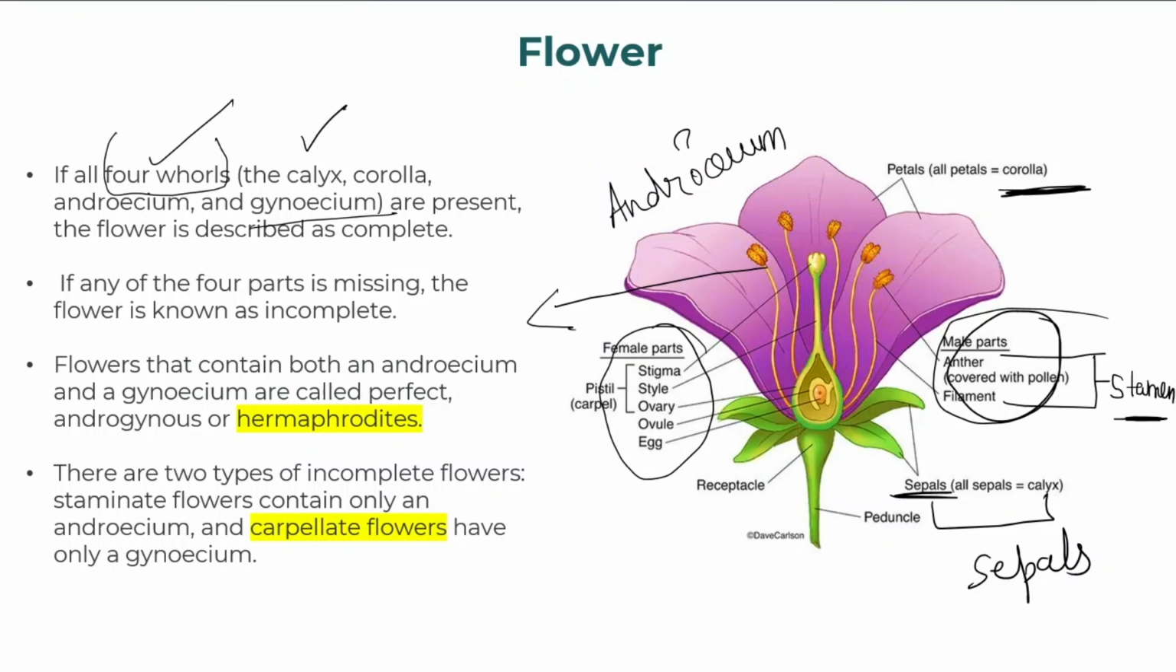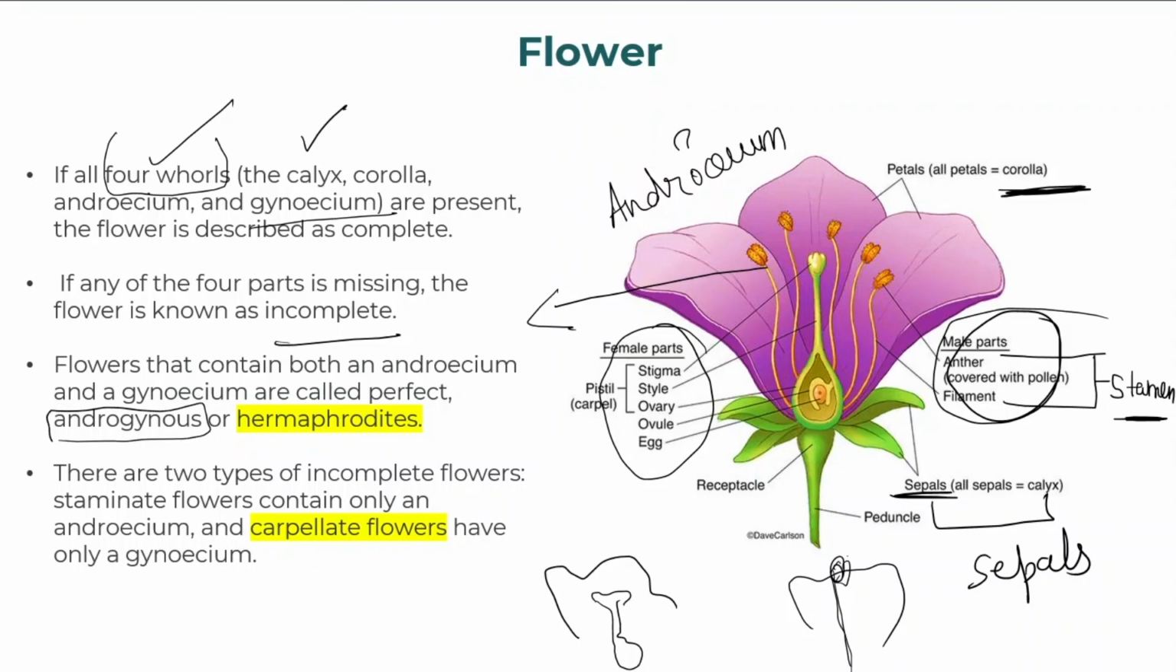So we have seen that some flowers have only female part inside it, and some plants have only male part. So we cannot call it a complete flower. We call it incomplete flowers. So flowers that contain both an androecium and gynoecium are called perfect, or we could say androgynous.